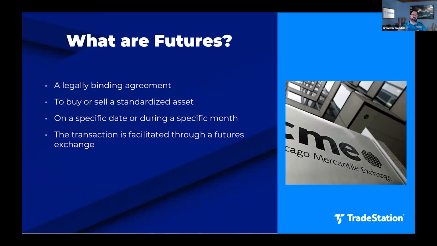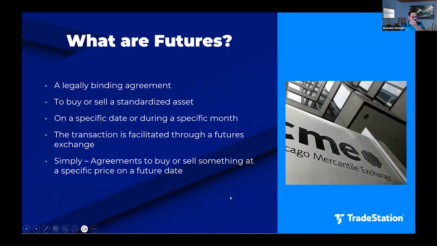There is more volume and more things traded through that exchange as far as futures contracts than anywhere else. There are some other exchanges. TradeStation has relationships with a few, but really most of the contracts you'd be interested in using are right there in the CME. There's a few in what they call the ICE exchange as well. So we'll talk a little bit more about that coming up.